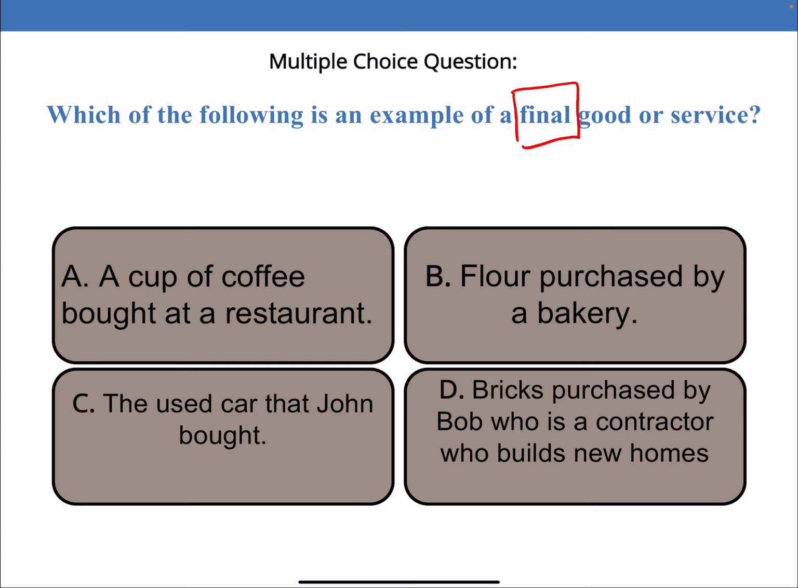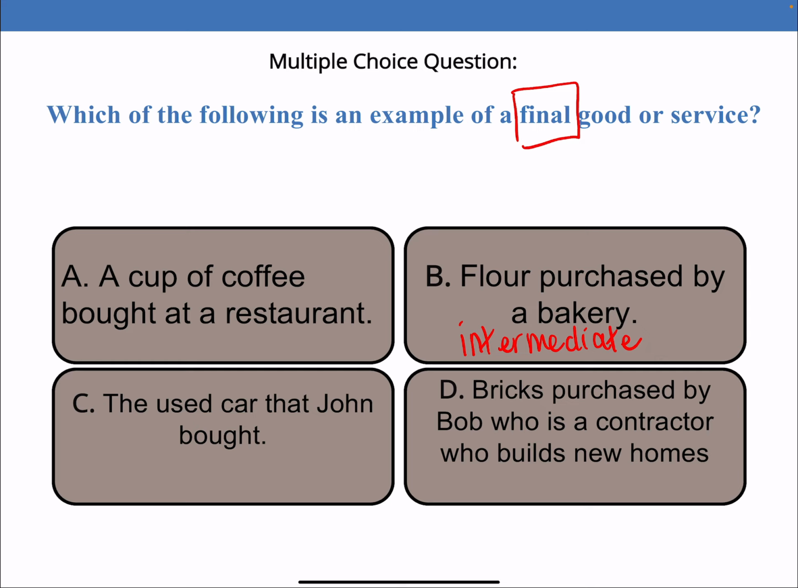So I'm going to start with B, flour purchased by a bakery. We would classify this as an intermediate good. The baker needs that flour to bake her cookies, cakes, etc. So the flour, in terms of its value added, doesn't count until the final cupcake is sold to my daughters.